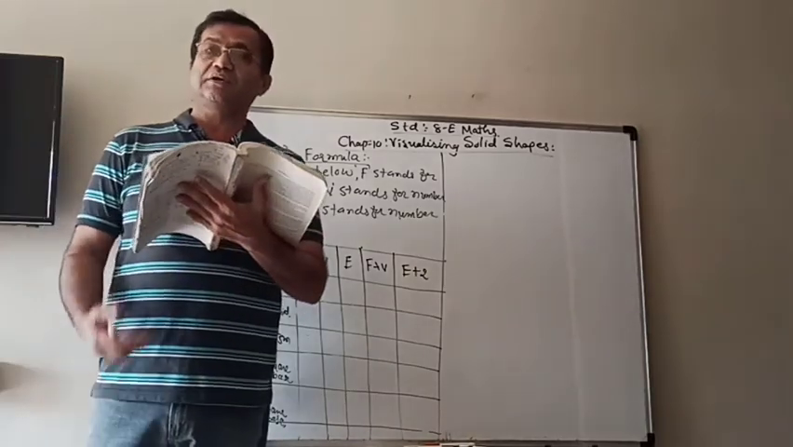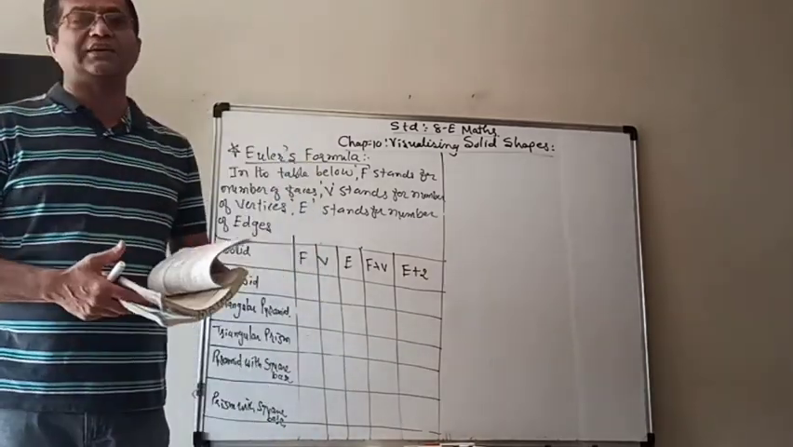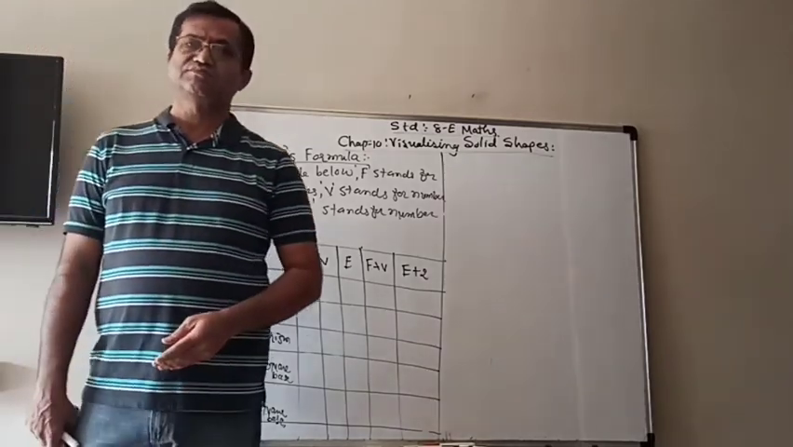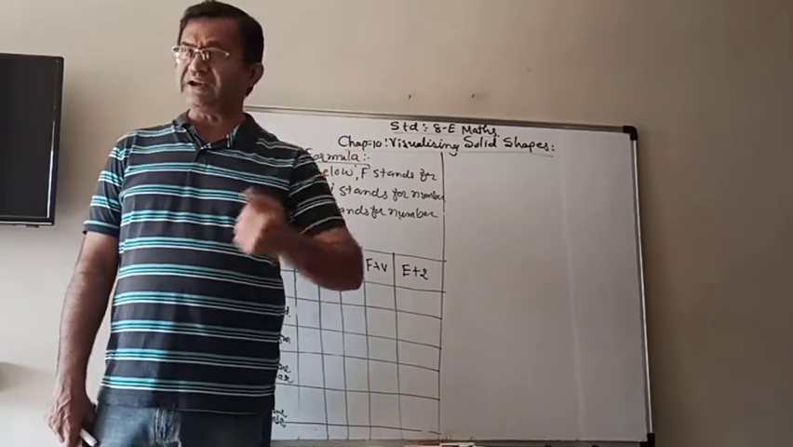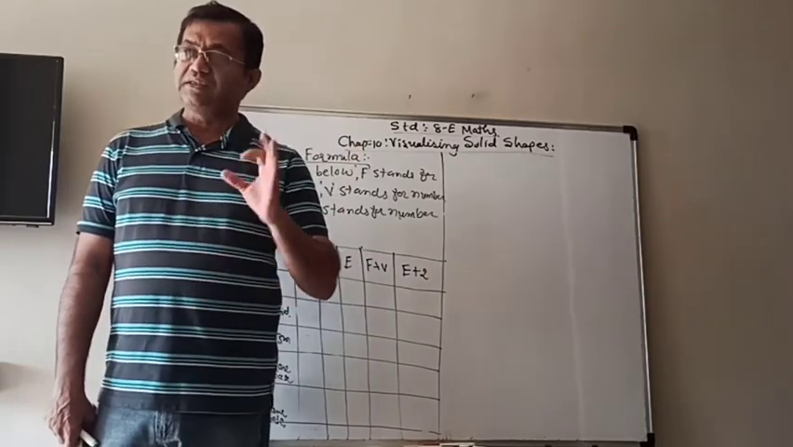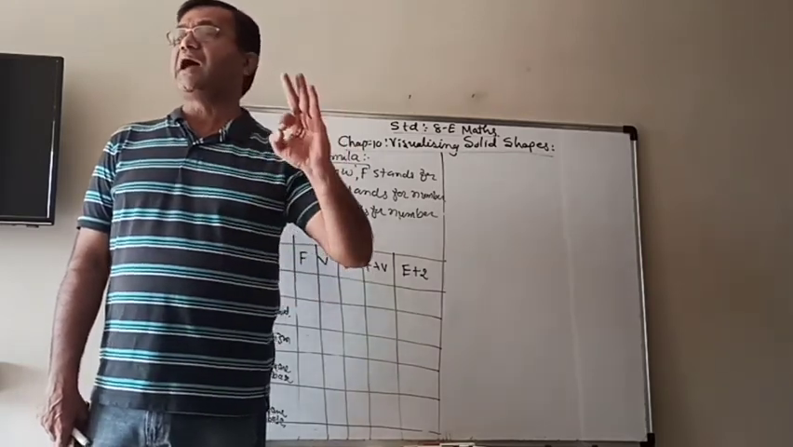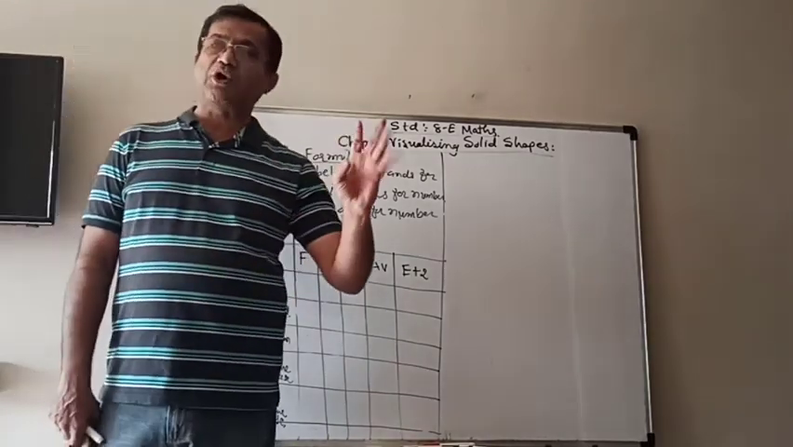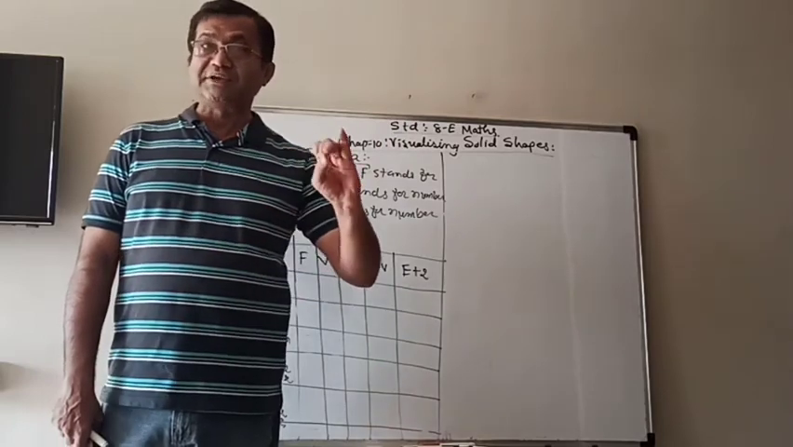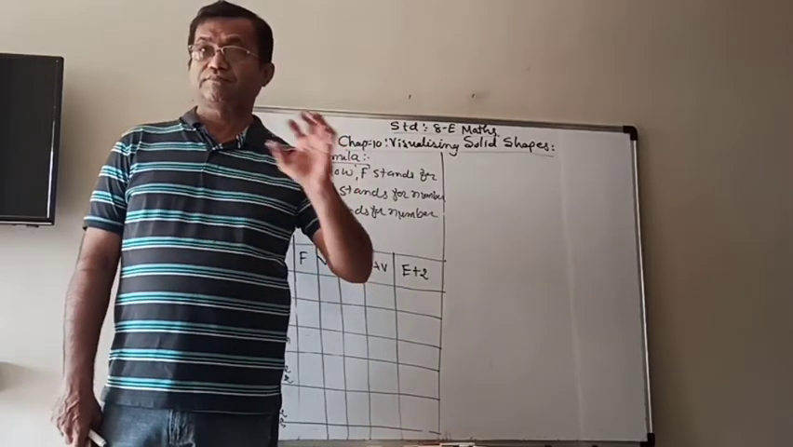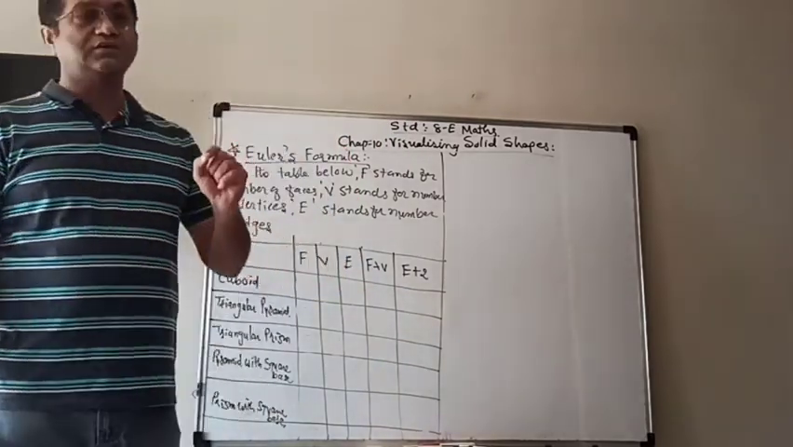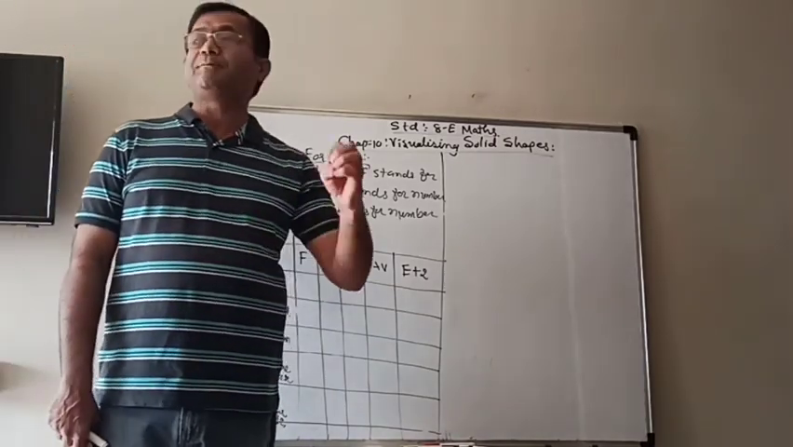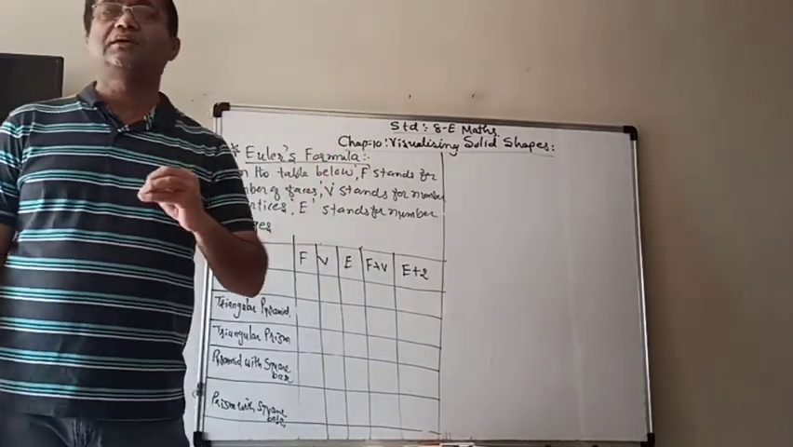We saw that in a solid shape, when faces meet at edges and edges meet at vertices, then they are known as polyhedra, like cube, cuboid, prism, etc. Prism and pyramid are the two most important members of the polyhedra family.